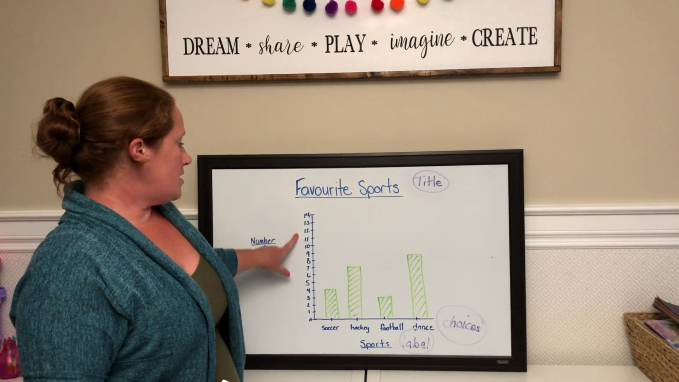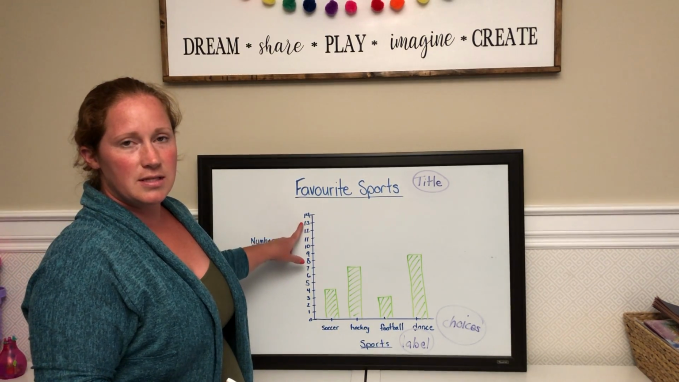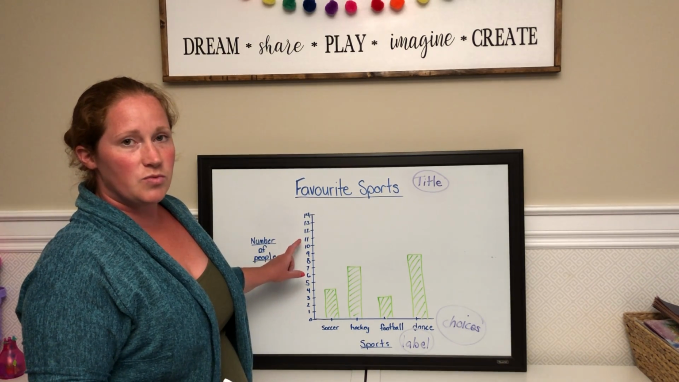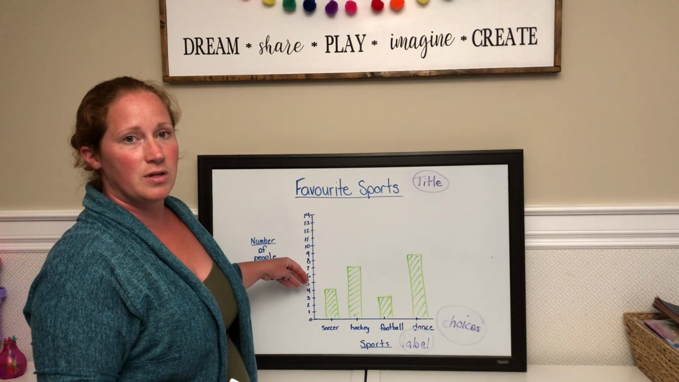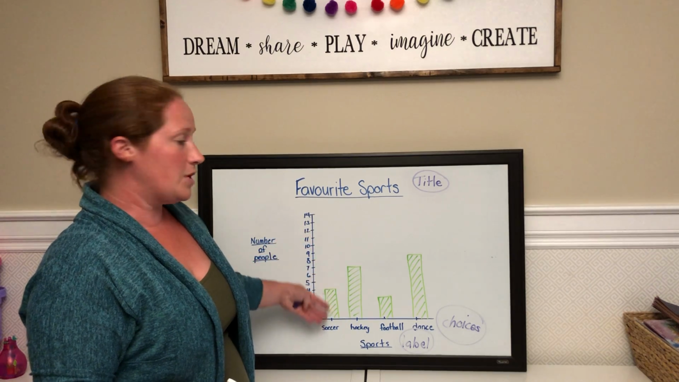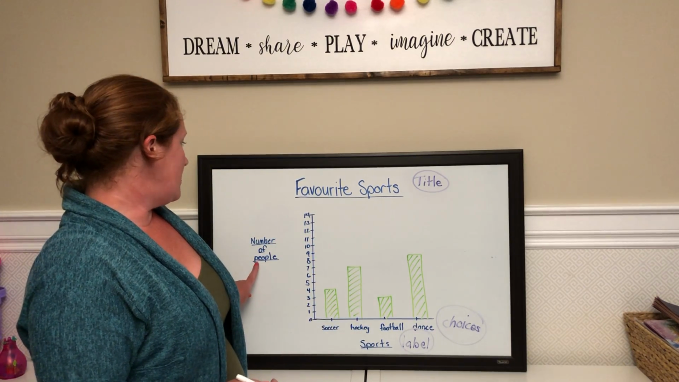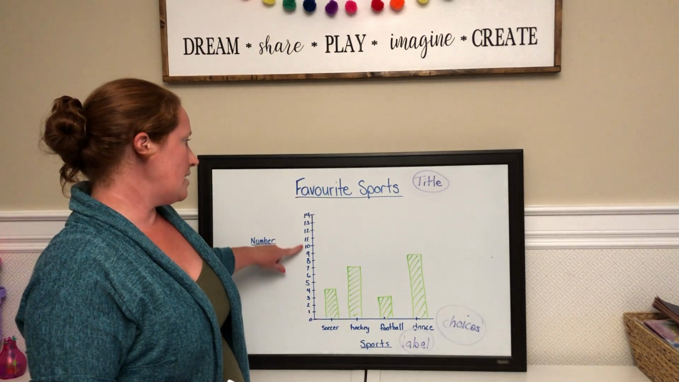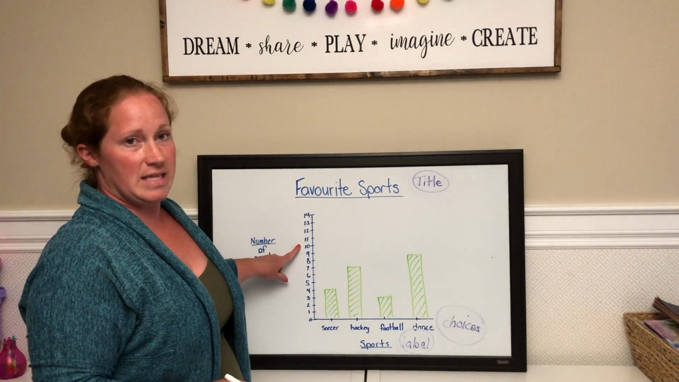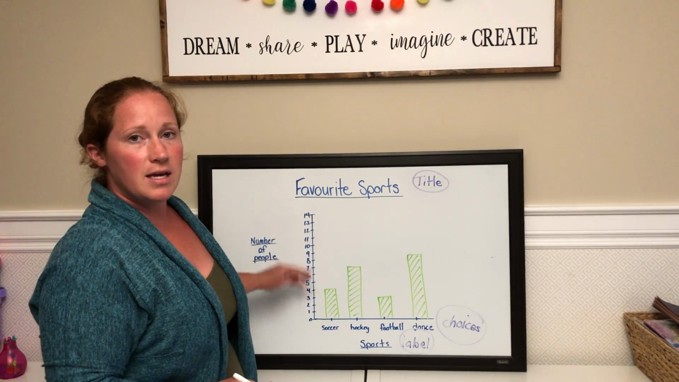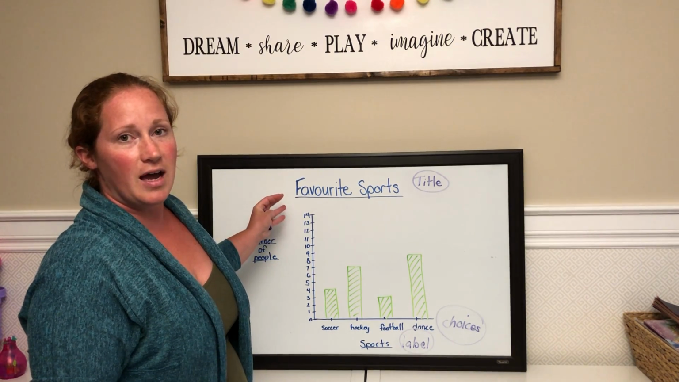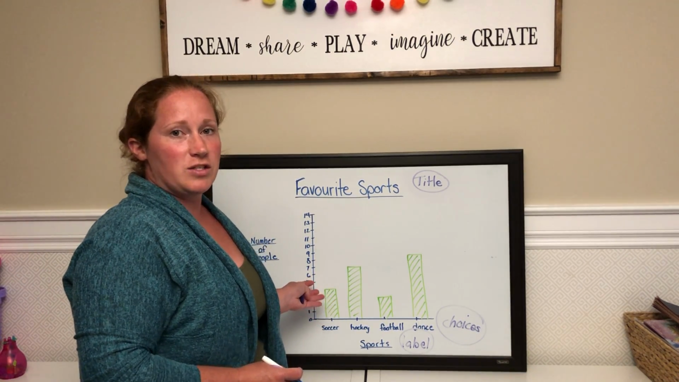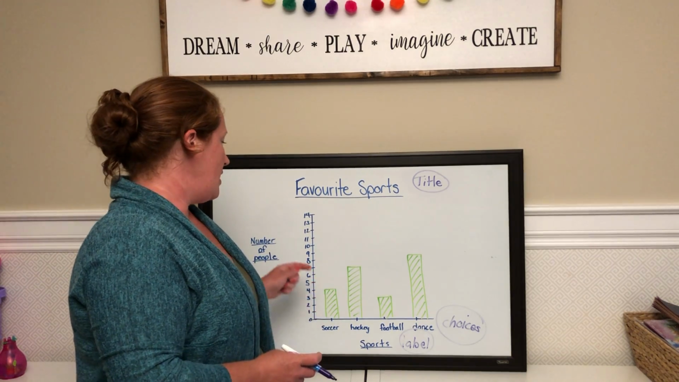Now, if you see along the side these numbers, this is what we call a scale. And this scale, these numbers represent how many people voted for each of those choices. And that's what our label tells us, the number of people. Now, scales sometimes might go to 10, sometimes might go to 20, sometimes they might have to go even higher. It all depends on how many people answered the survey question, okay?